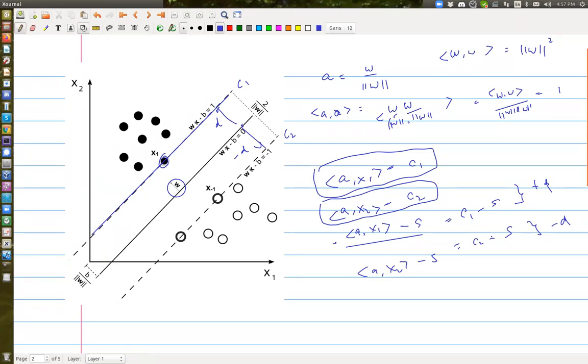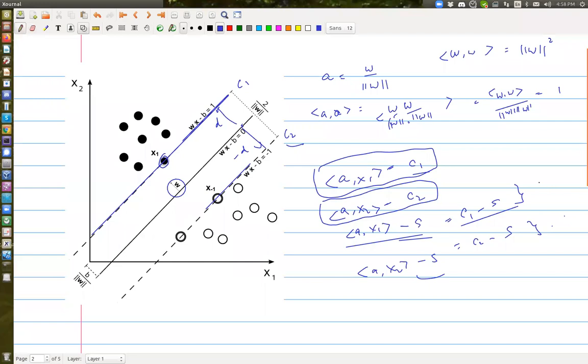So let me repeat again. From our discussion earlier, along this line, if I do a dot product with x1, it will give me c1, right? And along this line it will give me c2, right? Now I want to shift the center, so I will add some bias here. Let's say I subtract s, such that after I subtract s, these two values will be the same.